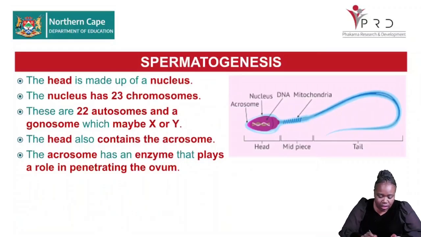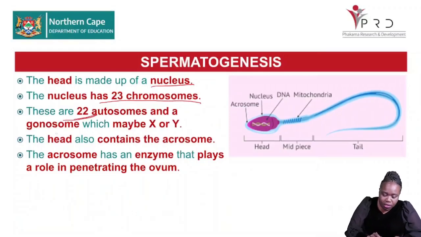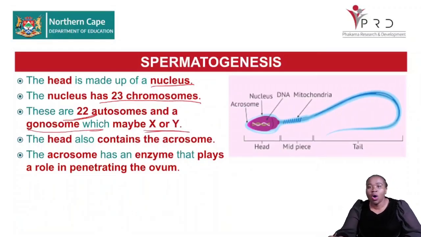All right, so the head is made up of the nucleus. That nucleus has 23 chromosomes, as we have said. 22 of those are autosomes, they are body chromosomes, whereas one is a gonosome, and that gonosome can either be an X or a Y chromosome in males, because here we're looking at the sperm cell, so it can be an X or a Y.